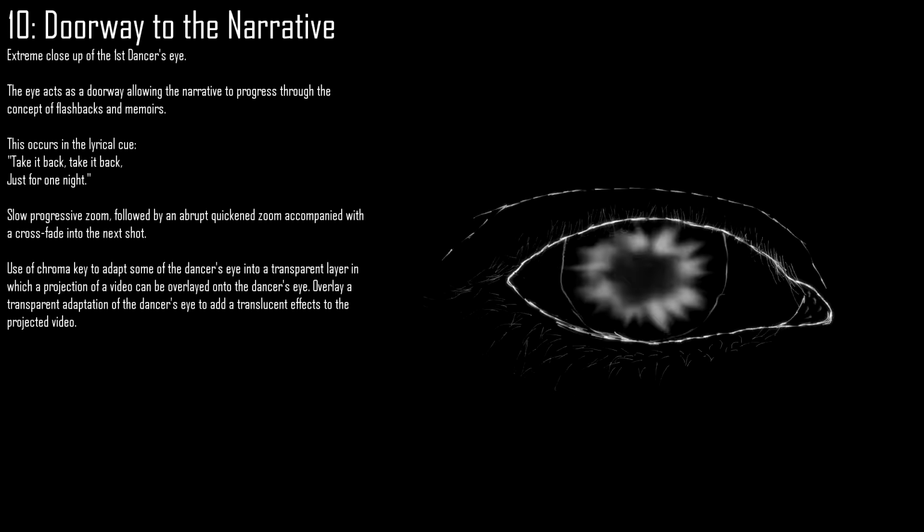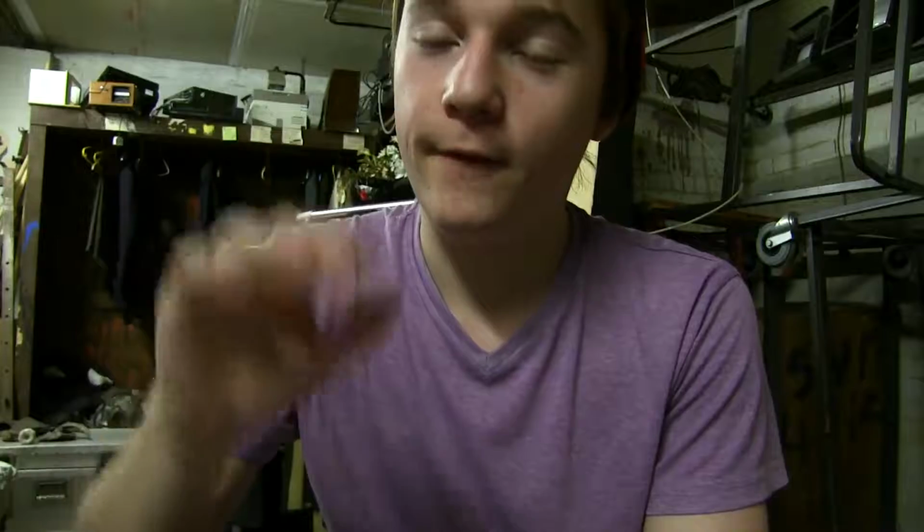We're going to use chroma key within the editing process so that we can get a transparent layer of the eye, and then we can put a projection of the narrative video onto the eye, and then cut a transparency around the iris and put it on top, and then make the cutout transparent so we can still see the eye, but we can see the videos being projected upon the eye.